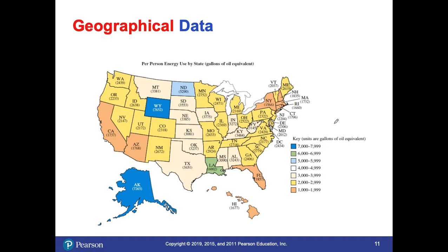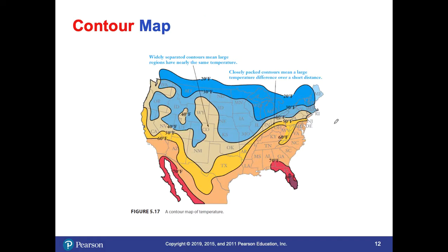So this is another geographical kind of map. Another one could be a contour map, which is also geographical. This one is showing us temperature. Obviously the blue colors, the darker blue and the lighter blue up top, going towards Canada, you'll notice those temperatures are much lower.